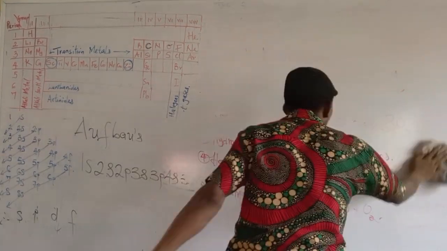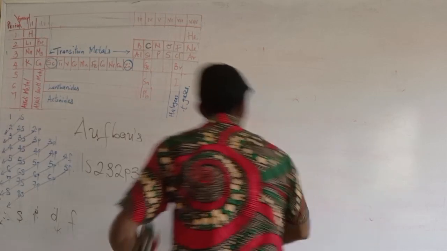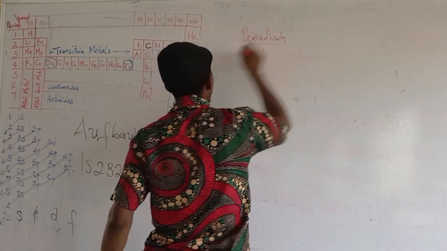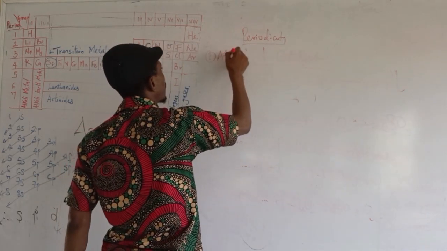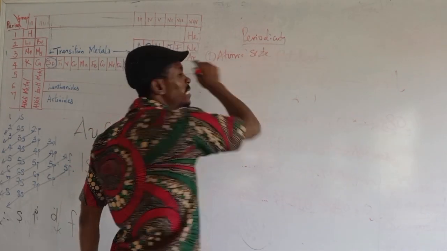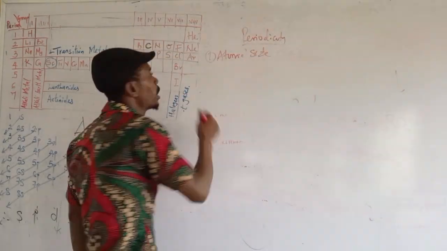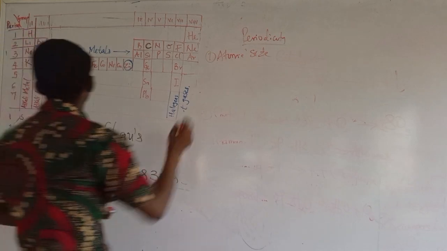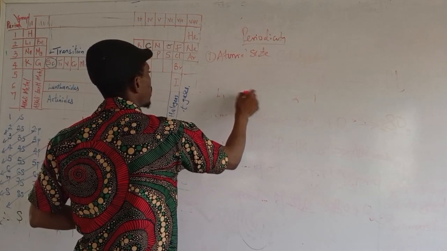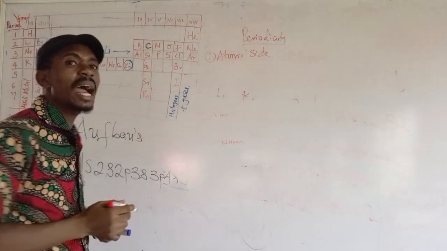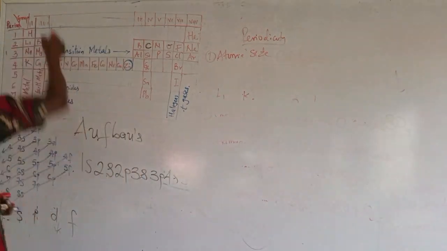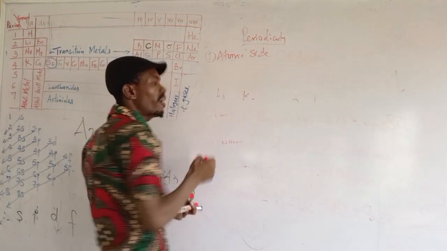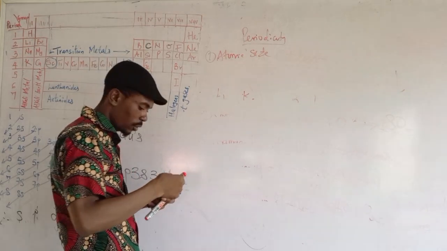Now, back to the periodicity again. I mentioned at 1 atomic size, where I said it decreases across a period and increases down the group. So in an exam, if I bring 2 elements like lithium and potassium and ask which one has a higher atomic size, of course you know that going down the group, atomic size is increasing. So potassium will have a higher atomic size than lithium.